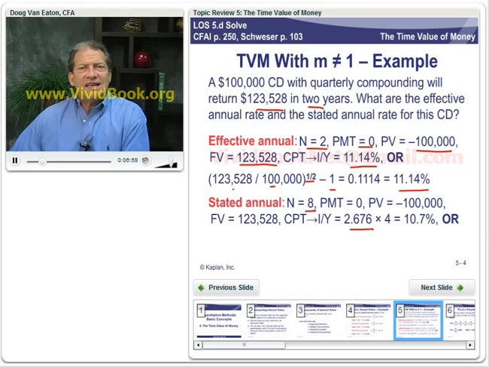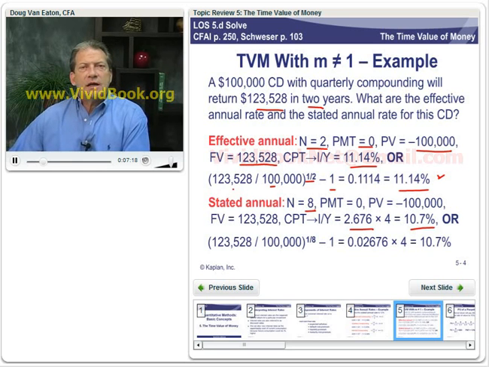So a stated annual rate of 4 times that, 10.07%. If we divided that by 4 and compounded for 4 periods to get our effective annual rate, we'd get right back to 11.14%. Now we could also do this arithmetically.